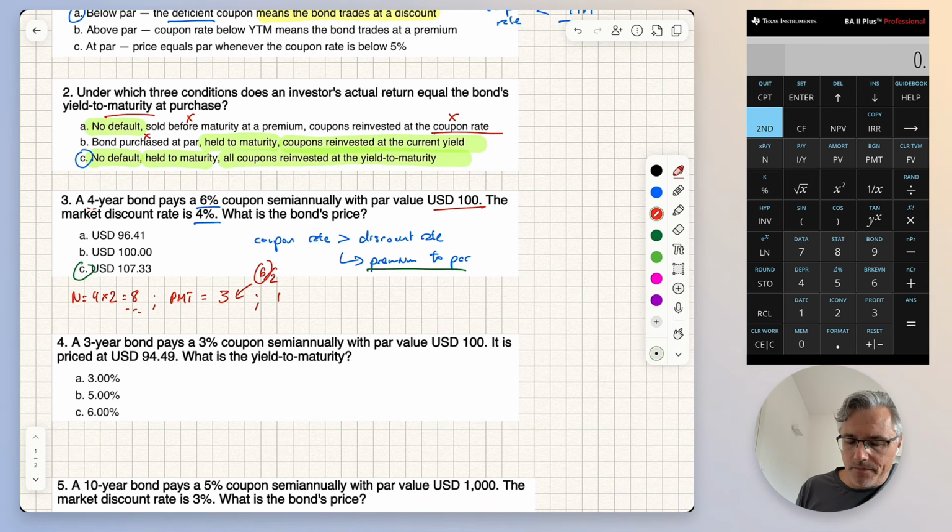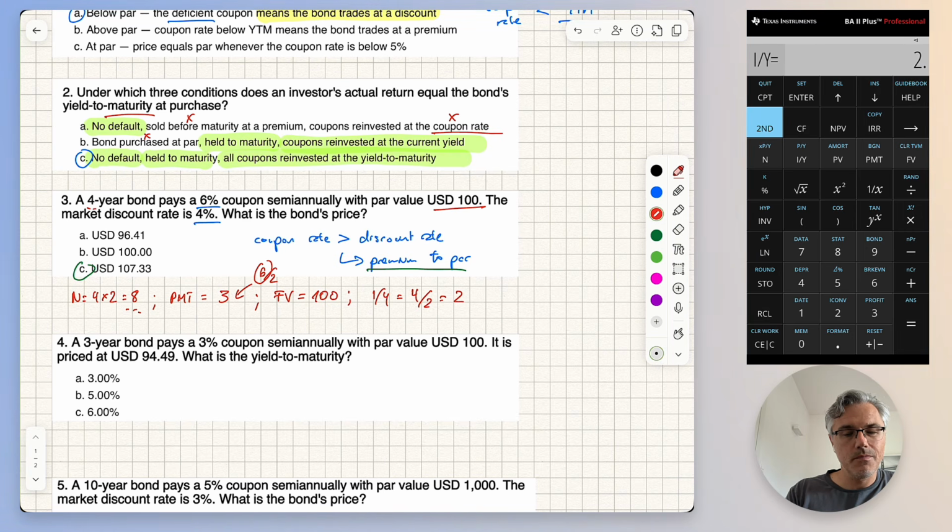And then FV, the future value of the bond, is its par. That's 100. And then the market discount rate, which we input in the calculator as I over Y, is going to be 4 percent divided by 2, or 2. Right, let's get these inputs in and compute PV. That's what we're asked for, although I'm pretty certain it has to be answer C. So 8 for N, 3 for PMT, 100 for FV, and 2 for I over Y.